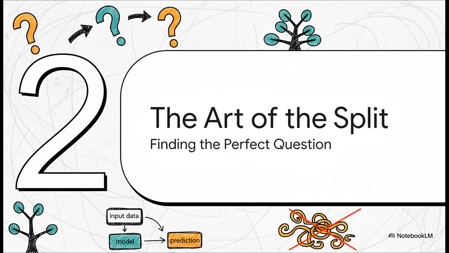Okay, so the tree is built out of these questions. That makes sense. But how does it know which questions to ask, and in what order? That's the real magic here, right? This is the secret sauce behind how a decision tree actually learns. It's all about finding the absolute best, most informative question to ask at every single step to split the data.